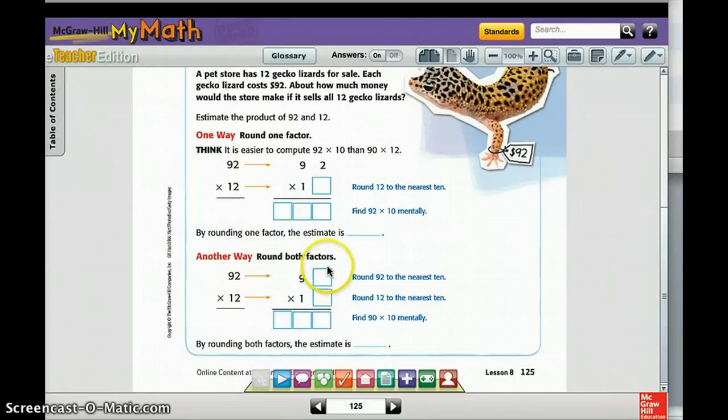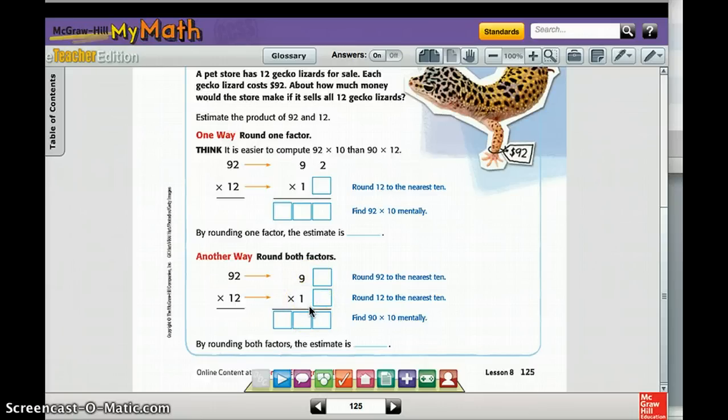So let's look at the other way. This time it would be rounding both factors. So 92, if we rounded that, let's see, the 2 tells us that it should be rounded down. So it should be 90. And the 12, that 2 tells us it should be rounded down to the nearest 10. So it'd be 90 times 10.